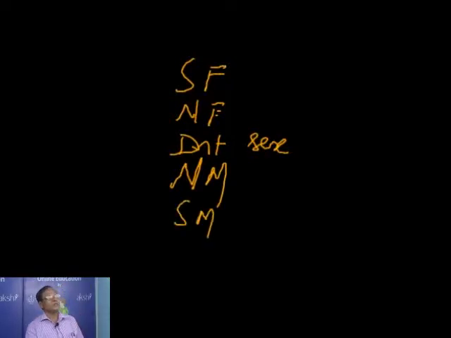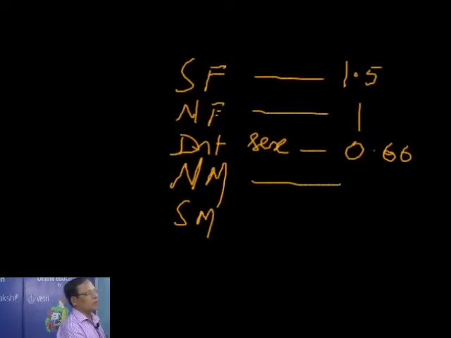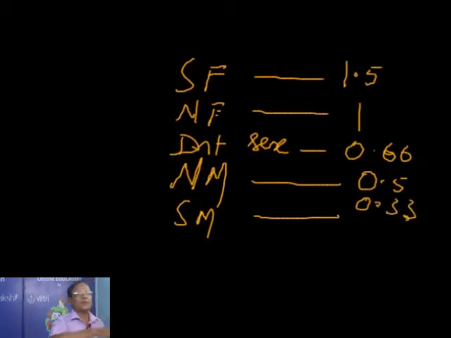So in these experiments, he calculated the X by A ratio. In the case of super female, he observed the X by A ratio of 1.5. And in normal female, 1. Intersex, 0.66. In the case of normal male, it is about 0.5. And in the case of super male, we have 0.33. So these were the experimental results while making a cross between a diploid female and a diploid male.